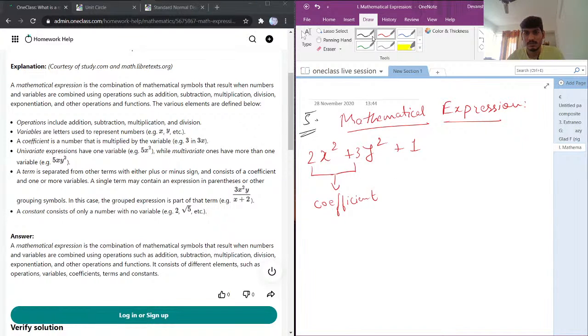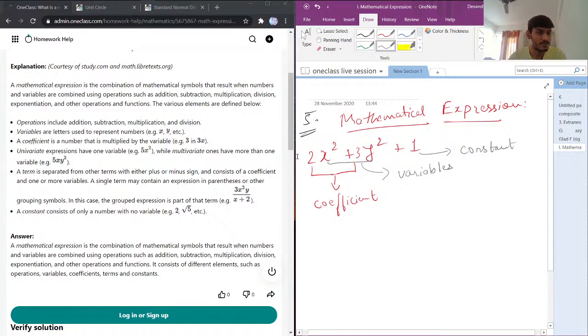And I'll just choose a different color. x and y, or x square and y square, are my variables, and this one is a constant. So a mathematical expression is a combination of mathematical symbols. It is a combination of variables. We have the variables, we have a constant term, then we have coefficients of variables.